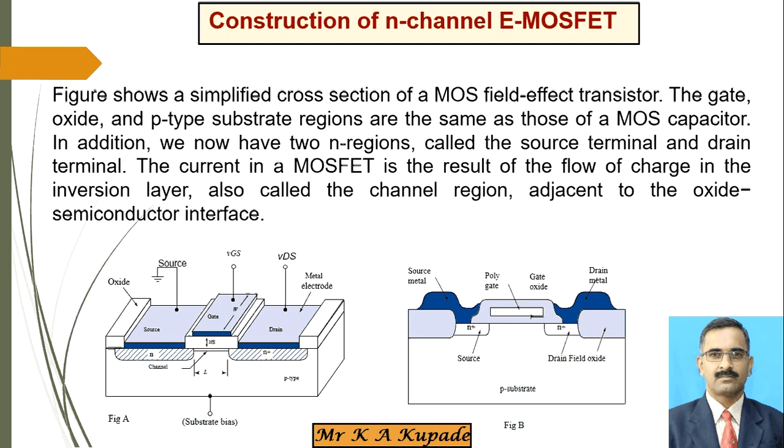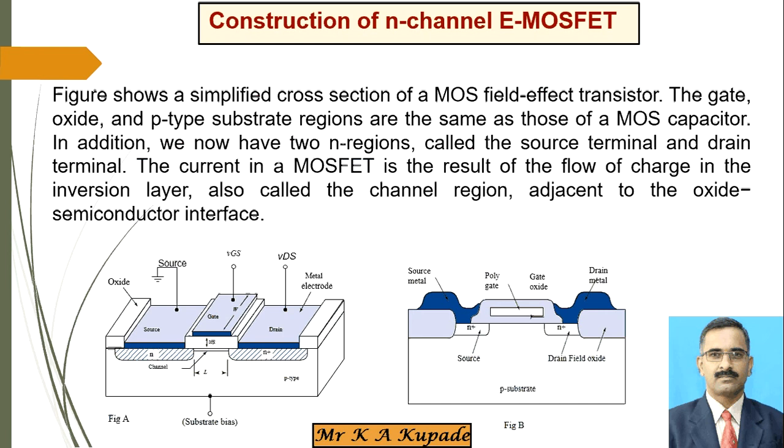This entire thing we already discussed in the previous slide. Now apart from that, here additional two N regions are formed on this particular substrate, and these N regions are called the source terminal, that means the left side of this screen, and the other is the drain terminal, which is the right side of the screen in figure A. So this metal electrode is considered as the source and drain here. Now they are diffused, they are doped on that particular substrate.